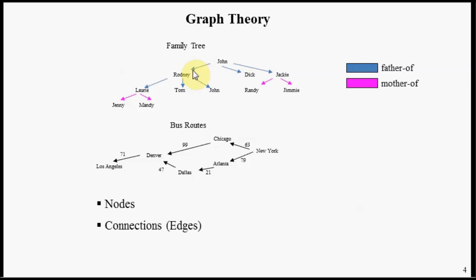Sometimes in graphs, you have a semantic relationship associated with these arrows. In this family tree graph, we have a father of relationship, and we have a mother of relationship. Sometimes with graphs, you have scalar values associated with the connections. In this bus routes example, the scalar value represents a cost of going from one city to another.